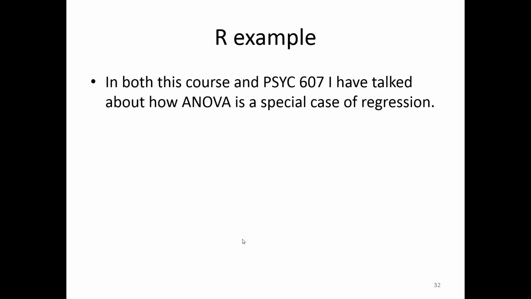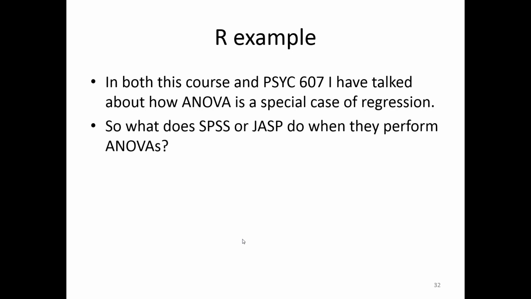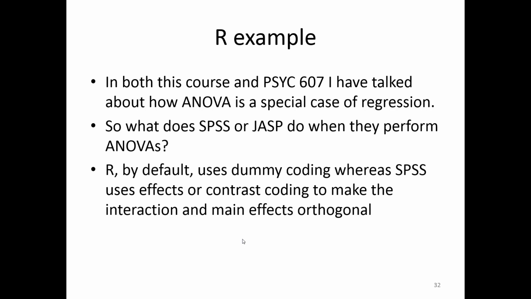Okay, so let's look into this just a little bit further, this relationship between regression and ANOVA. So we'll do an R example. In both this course and the previous ones, like 607, I've talked about how ANOVA is just a special case of regression, or a special case of the general linear model. So what does SPSS or JASP do when they perform ANOVAs? Okay, so R by default uses dummy coding, whereas SPSS uses effects or contrast coding to make the interaction and main effects orthogonal to each other.